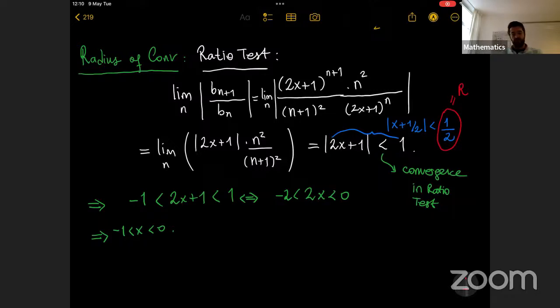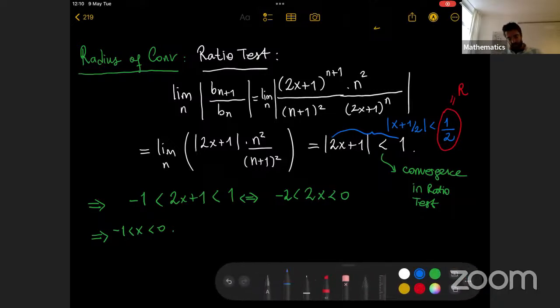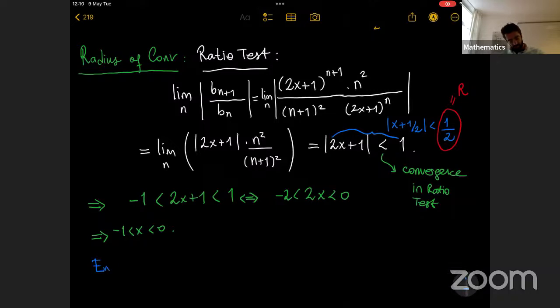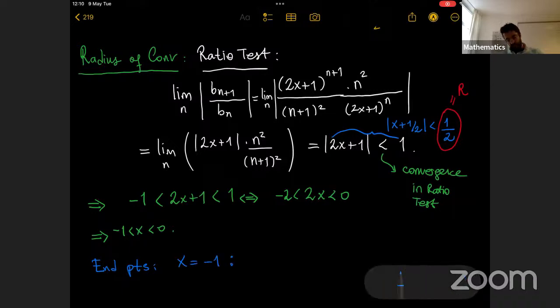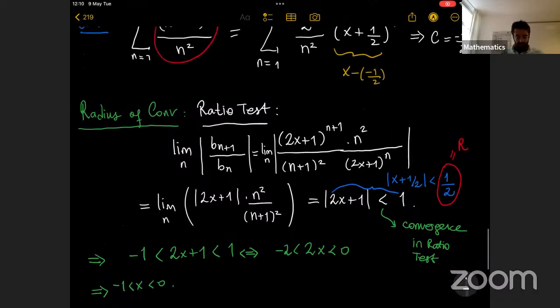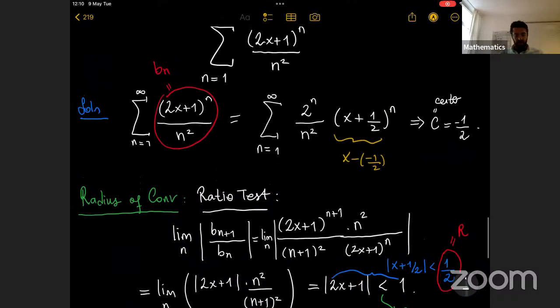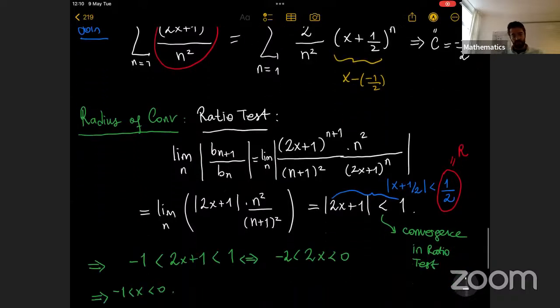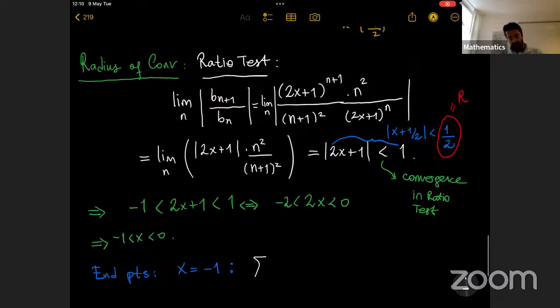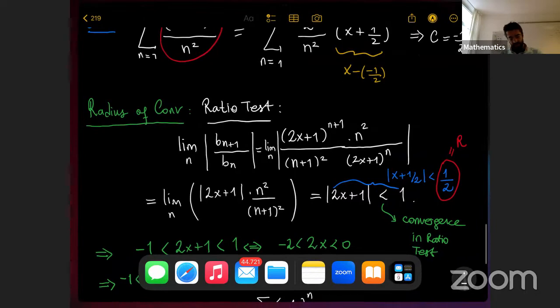For the interval of convergence, we need to check the endpoints. Let us check the endpoints. x is equal to minus 1. When x is equal to minus 1, let's see what happens with the series. When you plug in minus 1, you will get minus 2 plus 1, which is minus 1. We get this series, minus 1 to the n over n square.